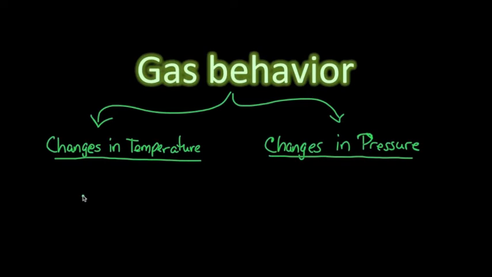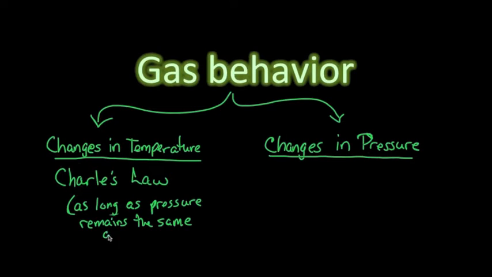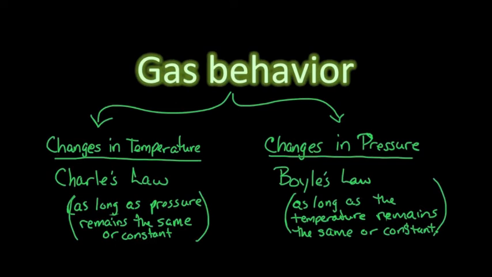Charles' law describes how gases react to changes in temperature as long as the pressure remains the same or constant. Boyle's law describes how gases react to changes in pressure as long as the temperature remains the same or constant. Let's first look at a diagram of Charles' law.